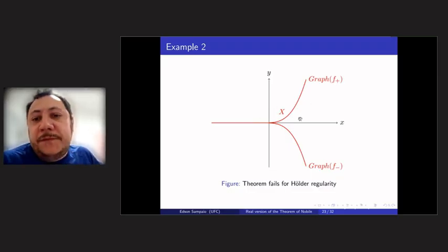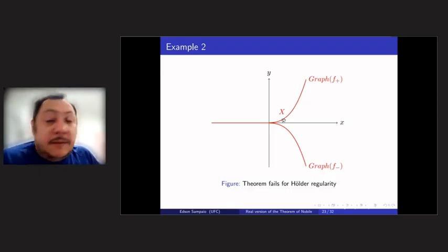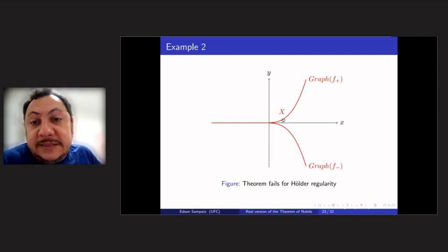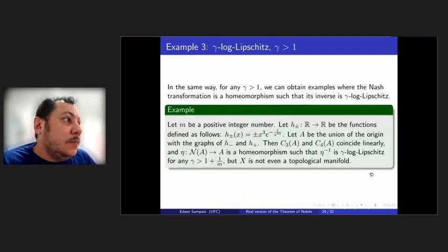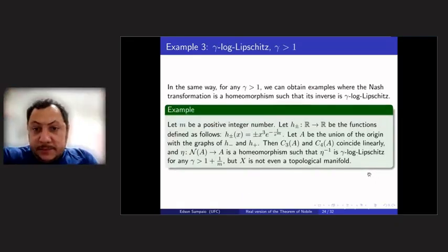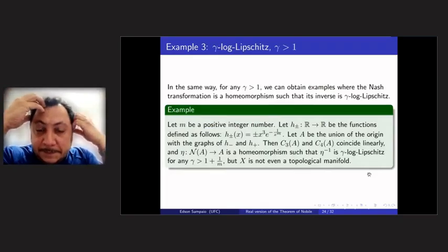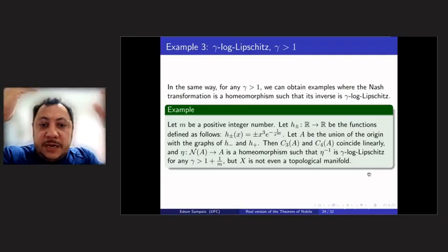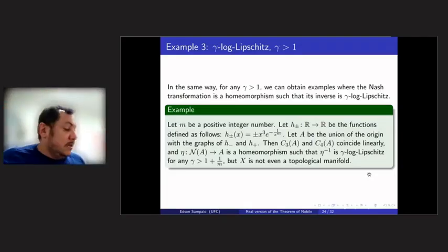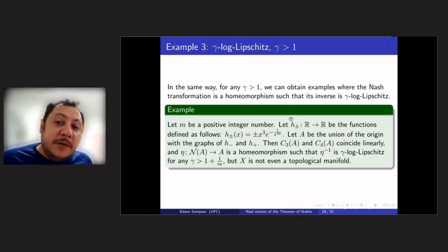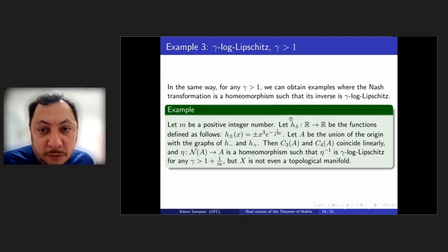And in fact, you can prove that the Nash mapping is a homeomorphism. In fact, it's a Hölder homeomorphism for all alpha. And in fact, you cannot obtain even that X is a topological manifold. So Hölder regularity fails. Who knows what log Lipschitz means? We have a notion of gamma log Lipschitz, and log Lipschitz is just one log Lipschitz. And we could ask about the theorem for gamma log Lipschitz, and in fact, we cannot ask that because the theorem also does not hold.